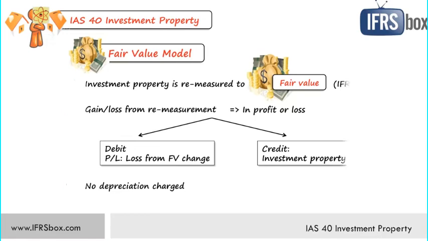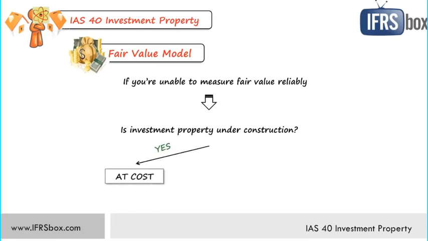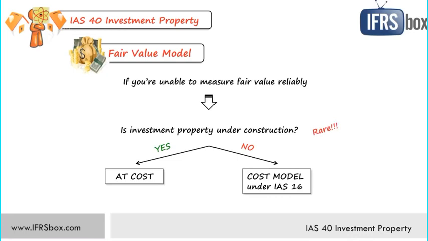If you're not able to measure fair value reliably, the standard prescribes different treatment based on whether your investment property is under construction or not. If it's under construction and not yet completed, then you need to keep it at cost until you can measure fair value reliably or the construction is completed. If it is completed investment property, then you might need to keep it using cost model under IAS 16. But let me tell you, this should be very rare, only when there's no active market, and IAS 40 assumes that in most cases, you should be able to measure fair value of investment property reliably.